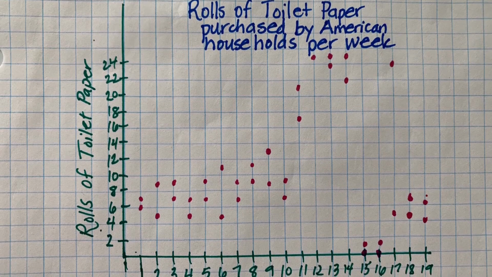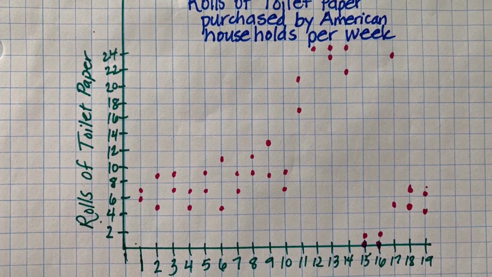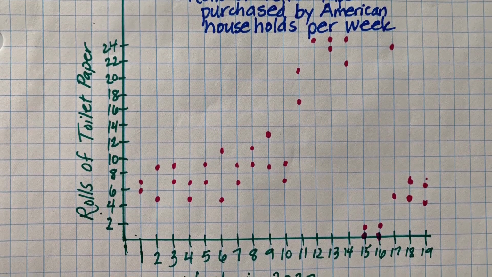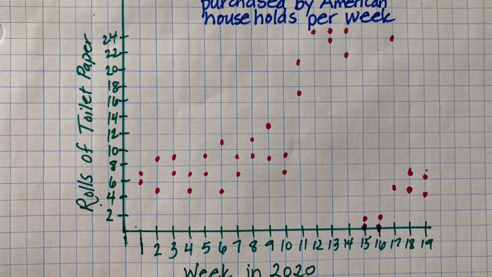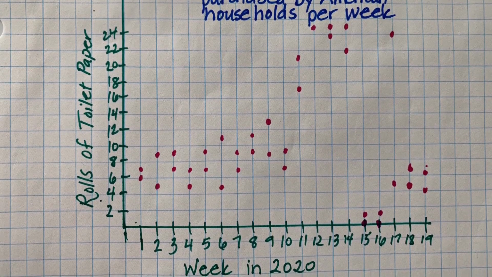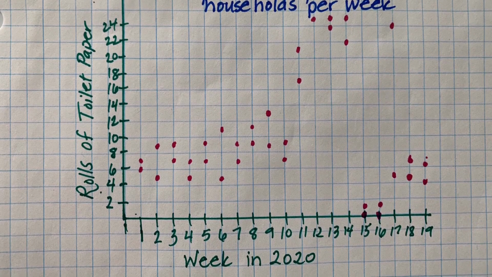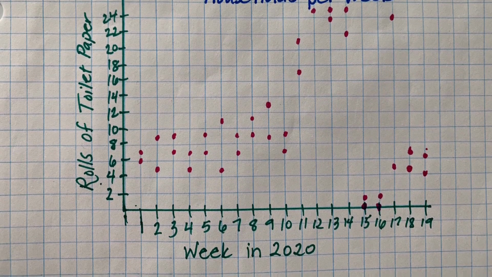Sky high. I don't know why everybody's using so much toilet paper or buying so much, but that's what happened. And then it dropped down to 0 because they ran out. In week 15 or 16, they couldn't find any on the shelves, so they had to trade with their neighbors for a plate of chocolate chip cookies. Soon, they started seeing some extra on the shelves. So if we were to draw a line to follow this data, it would be a non-linear curve.